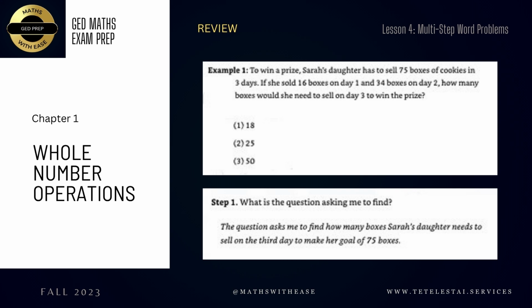And the answer is 25, because she sold 16 on the first day, 34 on the second. So you would add 16 to 34. And then you would subtract your answer, which is 50, from 75. Okay.